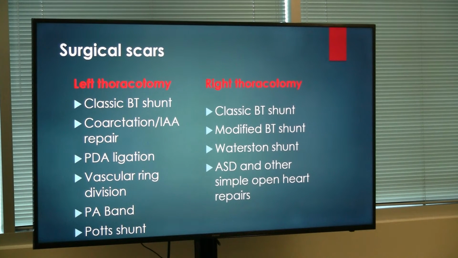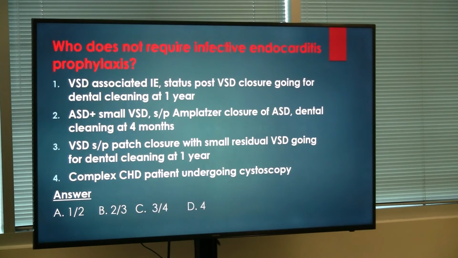The right thoracotomy, you could put a BT shunt on the other side, a modified Blalock-Taussig shunt, or a Waterston shunt. Sometimes atrial septal defects and other central congenital heart diseases can also be fixed through the right thoracotomy. Okay, moving on.